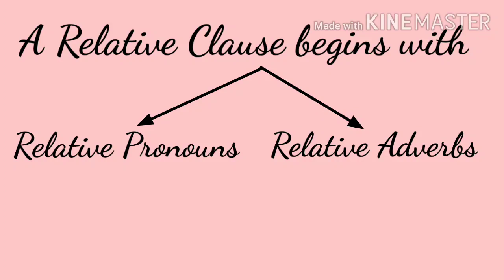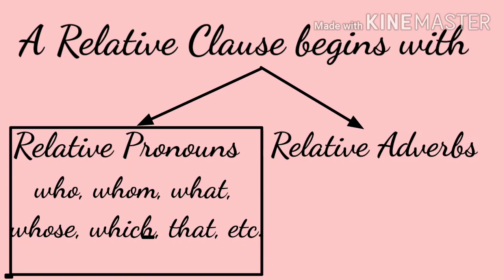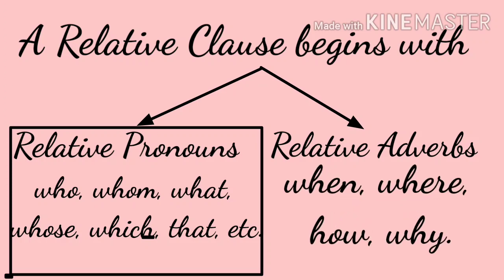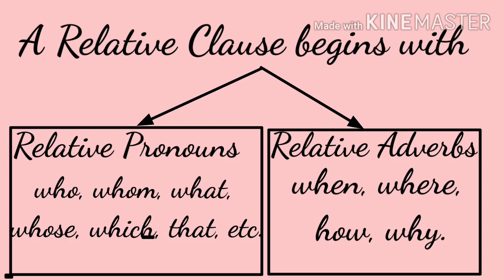So what are relative pronouns? So words like who, whom, what, whose, which, that are relative pronouns. And words like when, where, how, why are relative adverbs. Alright? So these words like who, whom, what, whose, which, that, when, where, how, why begins your relative clause, and that is the reason why your adjective clause is also called relative clause.